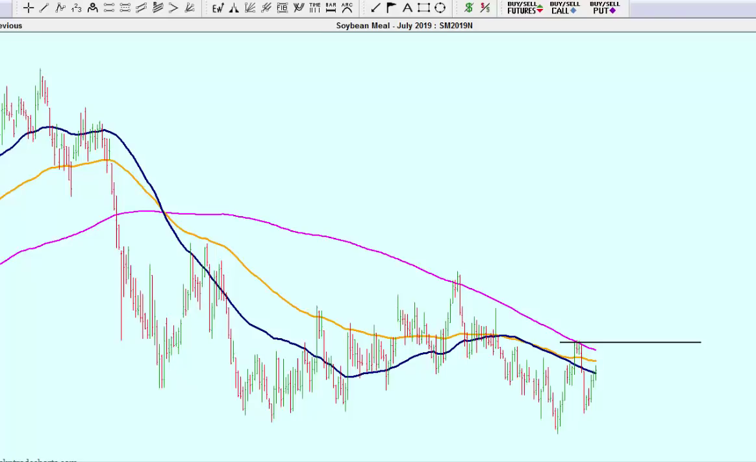Today we're taking a look at July soy meal. It's going to be ticker symbol ZM or SM depending on the platform you're looking at, and then N for July. So we're taking a look at July soy meal.